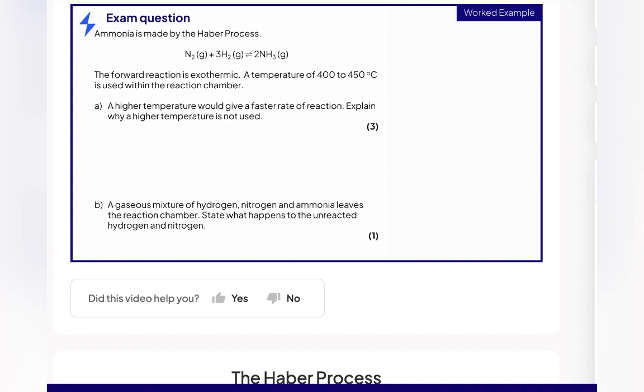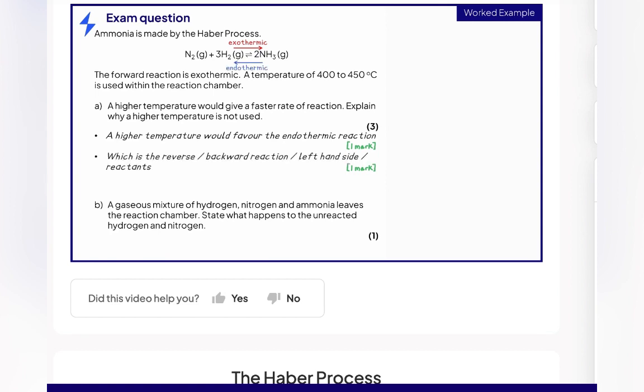Part A asks you why a high temperature is not used, even though it gives a faster rate of reaction. Whenever explaining the temperature conditions of a reaction in an equilibrium, you always need to explain that higher temperatures favour the endothermic reaction, and you need to identify which direction is endothermic. In this reaction, you were told that the forward reaction is exothermic. Therefore, the reverse reaction must be endothermic. You could also say that the left-hand side or the reactant side is favoured. For the third mark, you need to give a reason why this is not desirable, and that is because the yield of ammonia would be reduced.